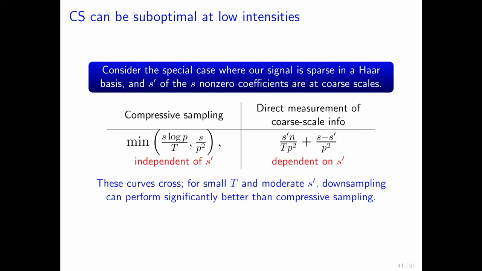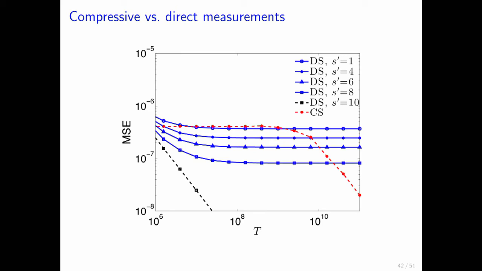And rather than dive into it, I'm just going to show you a plot. You see the same plot in theory and simulation. The red curve is the same curve we saw before for the errors for compressed sensing. We have this plateau, and then this critical point past which we start getting good reconstructions. And in contrast, I've got these downsampling or direct sensing estimators for different values of S prime. So different lines here correspond to different amounts of low frequency content in our scene.